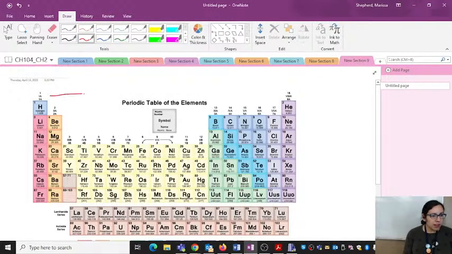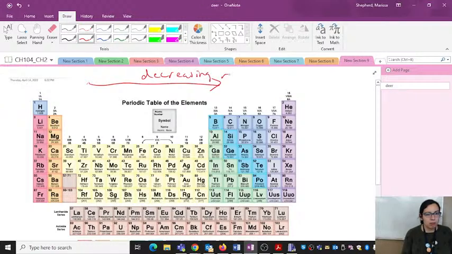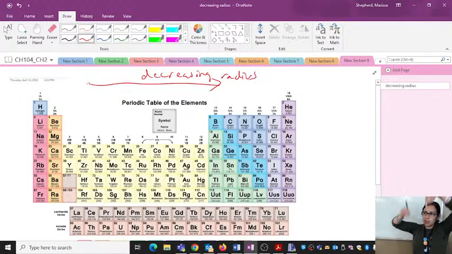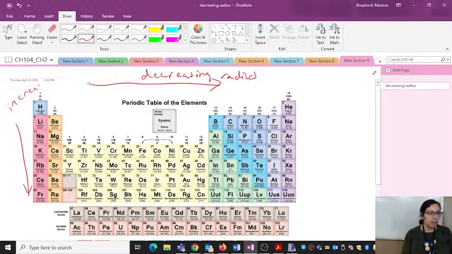And so we find that we have decreasing radius as we go across the periodic table. So we'll go over why, but basically you're still in the same shell, but filling in electrons, and you have those more electrons in the same shell, so it'll bring it closer together. But of course your radius increases as you go down.